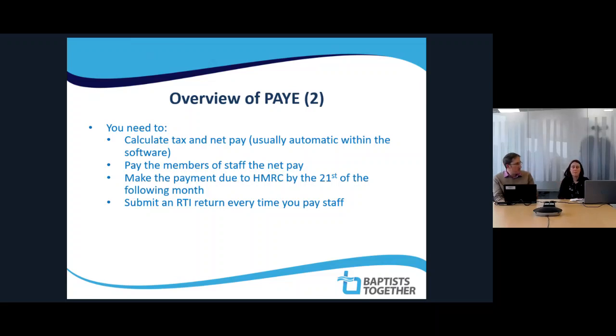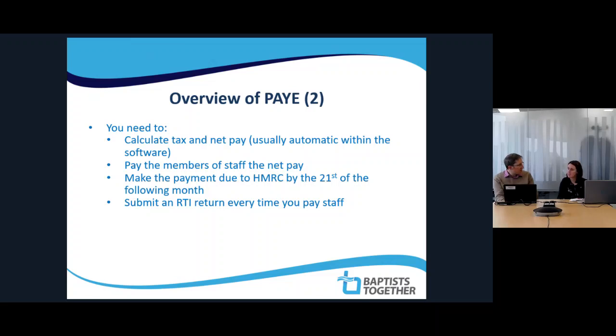Some people pay their staff weekly, some monthly, some might do it fortnightly. However often you do it, every time you do it, you have to submit one of these submissions to HMRC. So once a week, once a month, etc. And that should be done before the pay date. If there's any errors, you can make a correction, but generally it has to be done before the pay date that you pay your staff.